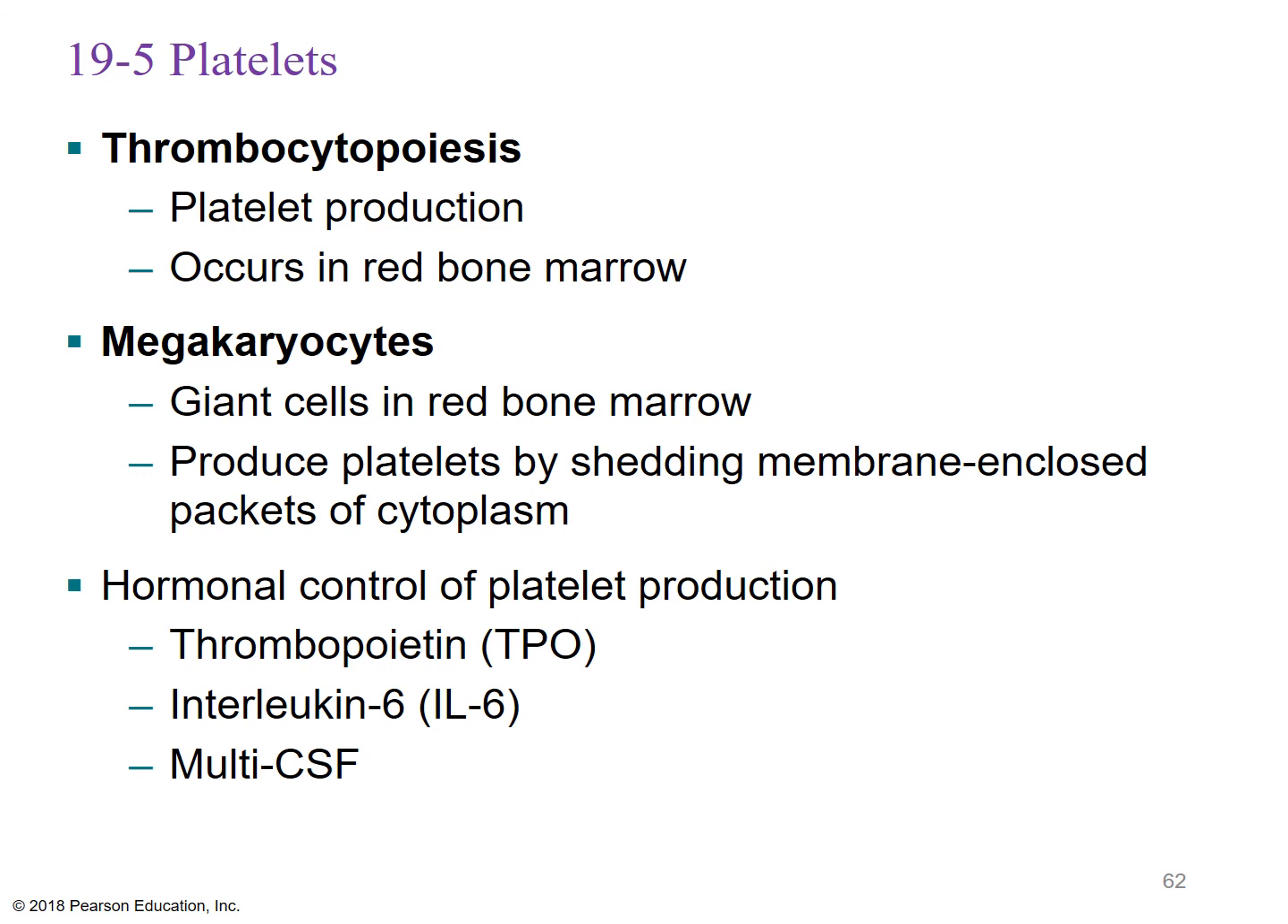Again, the megakaryocytes that you just saw on the picture before are going to be the huge cells that are ultimately going to produce the platelets whenever they shed their cytoplasm. And there is hormonal control of platelet production as well. This includes TPO, IL-6, and multi-CSF. So hormones are going to be involved in red blood cells, white blood cells, and platelet production.